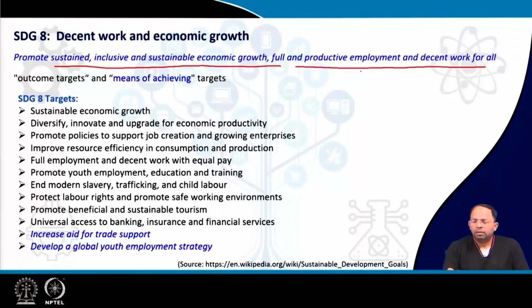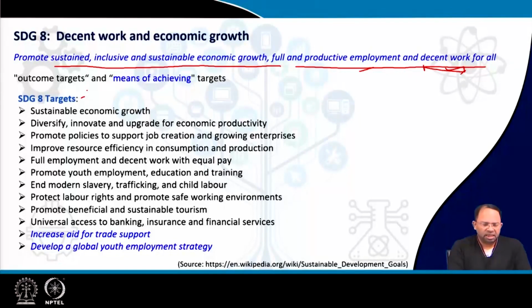only achieved by generating employment and to provide decent work for all. It has to be not just work, it has to be work which is decent enough where people will be happy to work. So SDG 8 has got several targets.